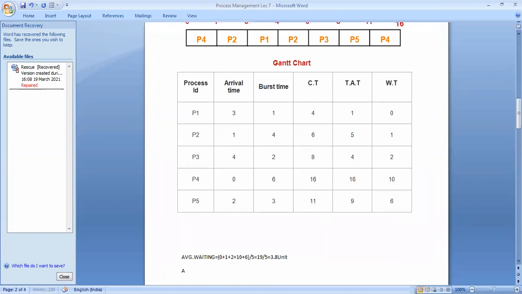And average turnaround time: 1 plus 5 plus 4 plus 16 plus 9 divided by 5, which equals 35 by 5. Very good. So 7 units.